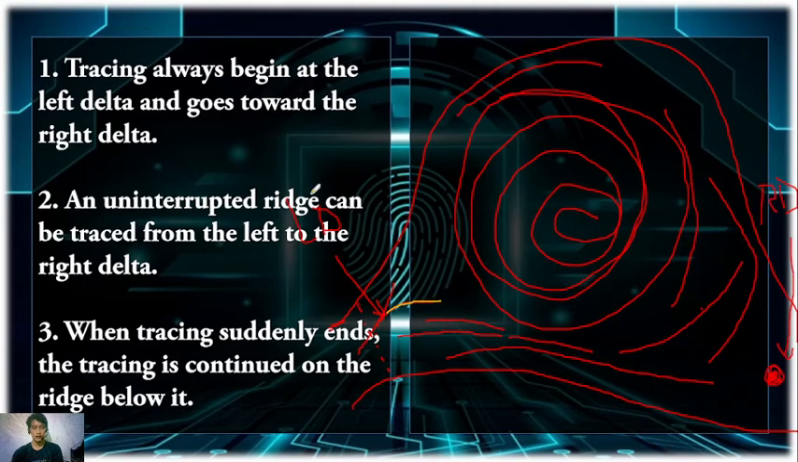So anong gagawin natin? Mag-stop na rin ba tayo dyan? And then we are going to create an imaginary line already. So we are not going to end in that part. What are we going to do here? The tracing is continued on the ridge below it. Nasan ba yung ridge na nasa baba niya? So dito tayo pupunta. Dyan tayo pupunta.